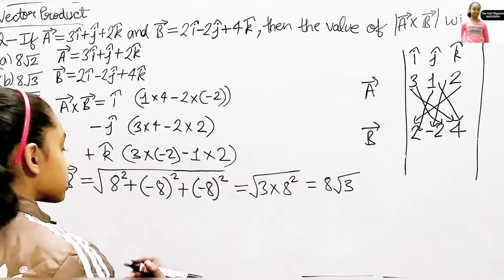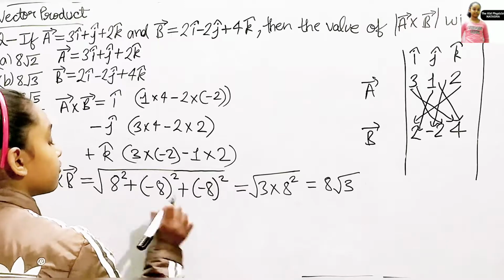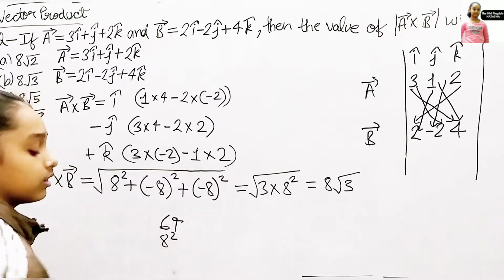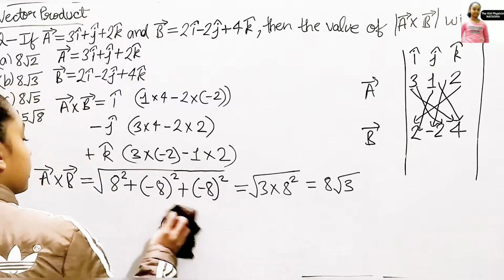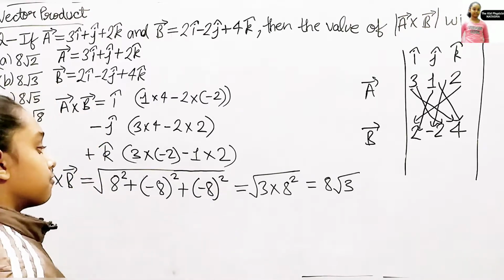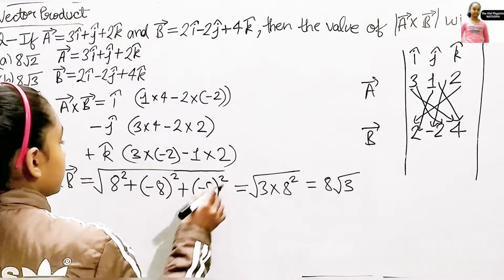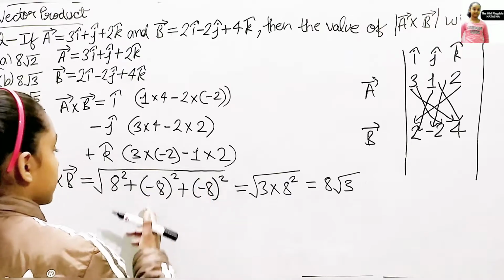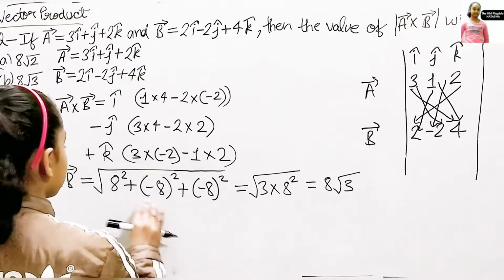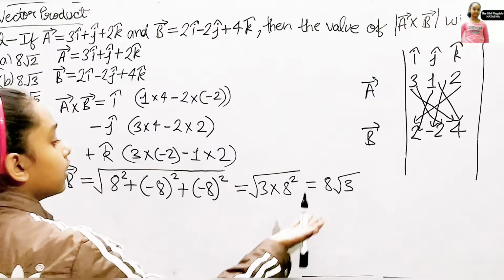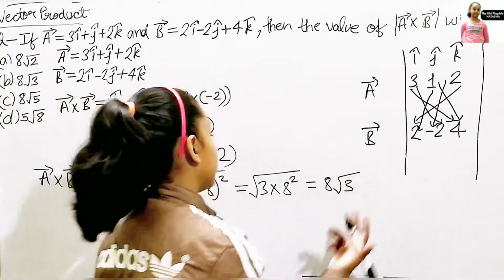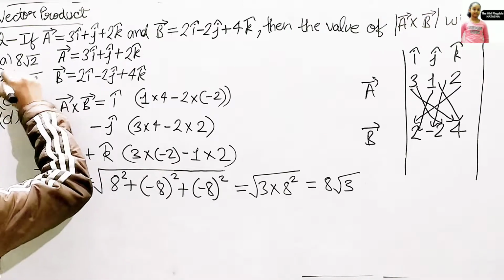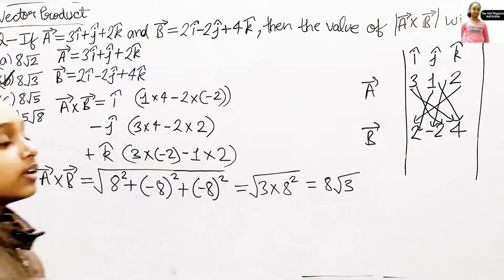Got it? And so by solving it, we will get 64, and we can also write 64 as 8 square, isn't it? And so by seeing it, we will get 3 8 squares, or you can also see by another way by cutting its minus. So 3 into 8 square, and it will be what? 8 root 3. And you can see that our answer is coming. Option B is our answer. 8 root 3 will be our answer.